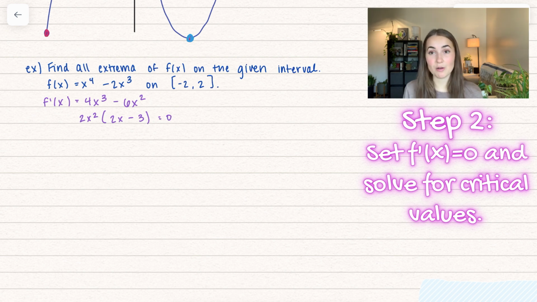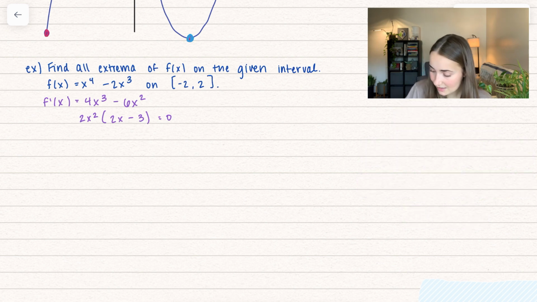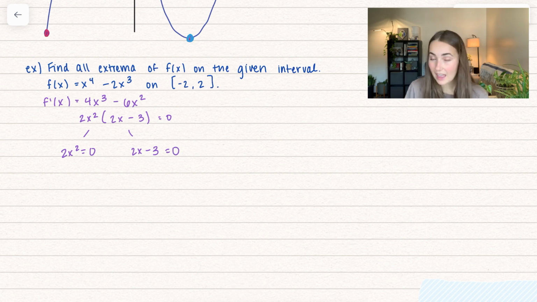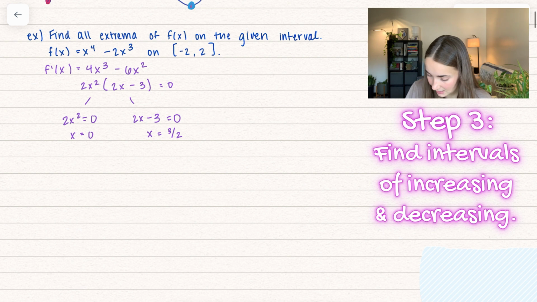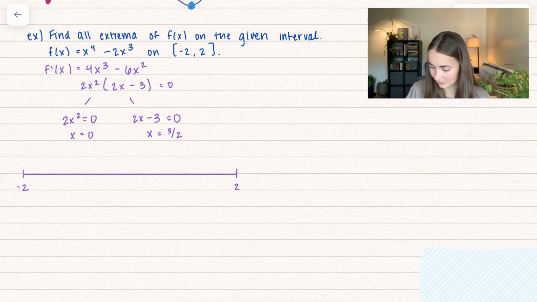So what we're doing now is locating our critical points. So here when I set both of these equal to 0, I get two critical points. So I get one, x being 0, and then here I get x is equal to 3 halves. So our next step is to do our number line, right? And remember, we're not going to be going on forever. We're going to have endpoints. So we have an endpoint at -2 and +2. And I'm going to go ahead and fill in my critical points of 0 and 3 halves.